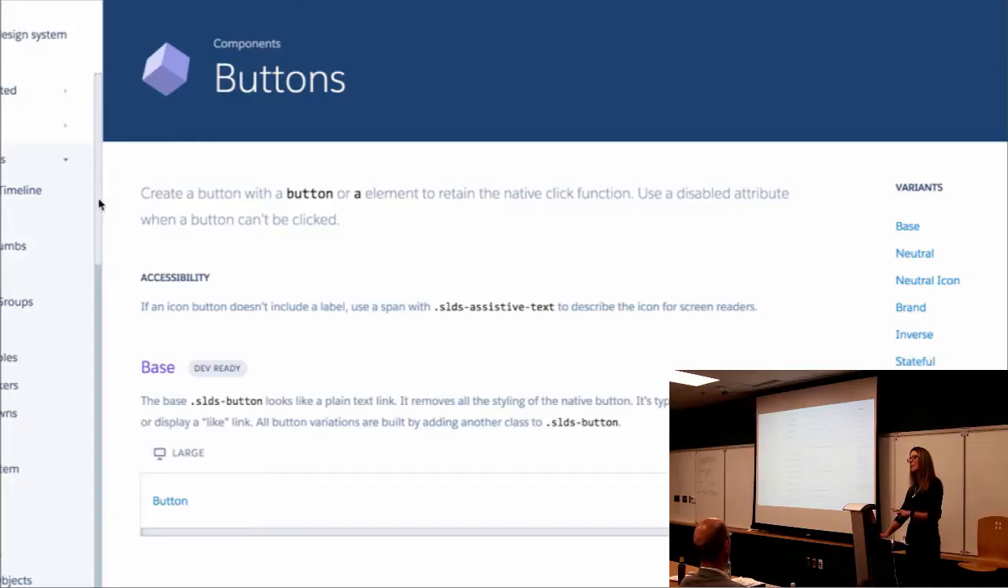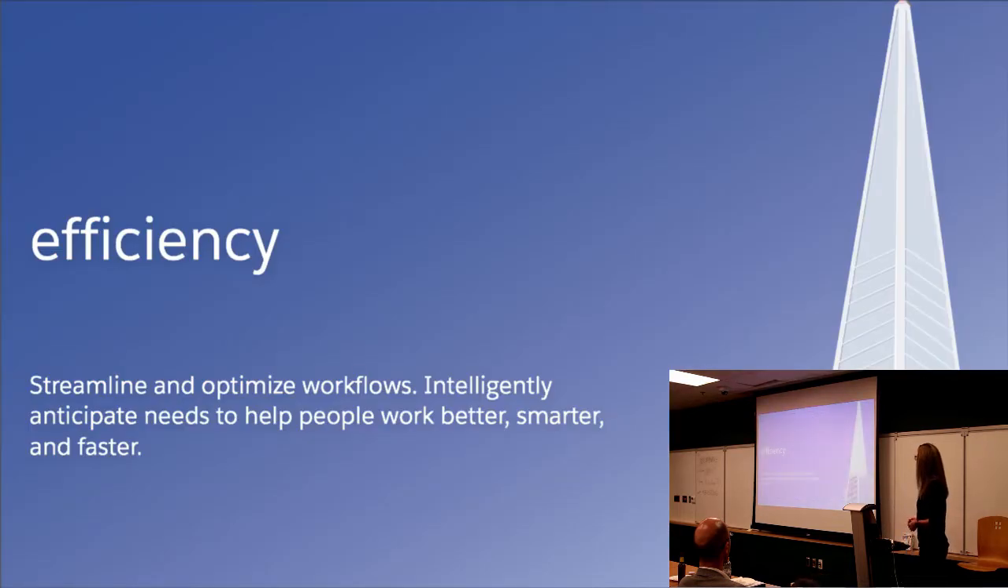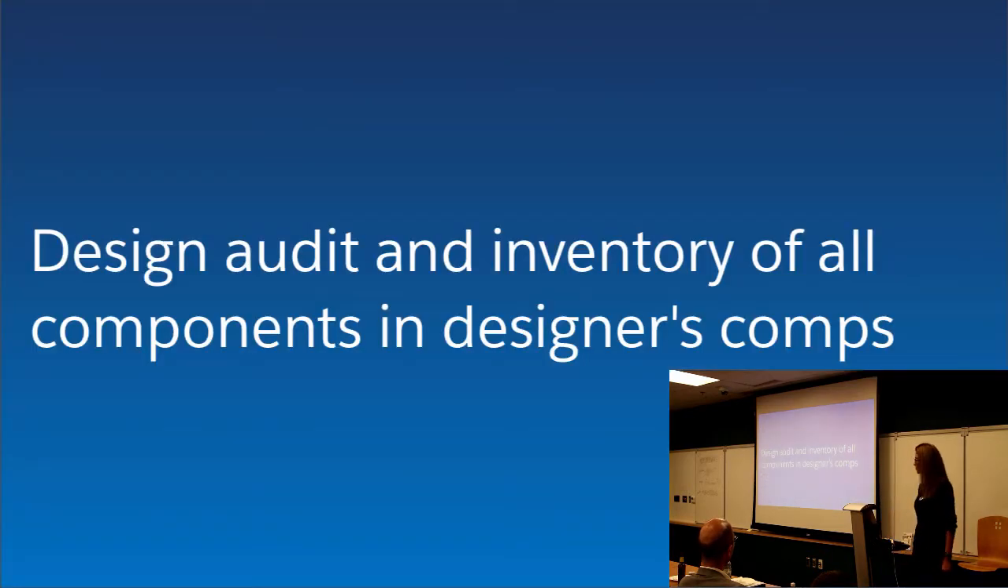So now that we've talked a little bit about how clarity relates, let's talk about our next principle, which is efficiency. Efficiency says streamline and optimize workflows, intelligently anticipate needs to help people work better, smarter, and faster. So how does that relate to CSS? We started the process by doing an audit and an inventory of all the components in our designer's Lightning comp.